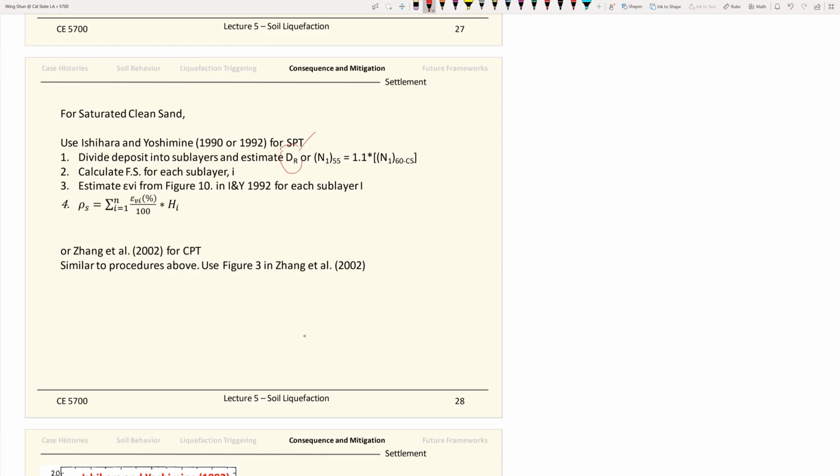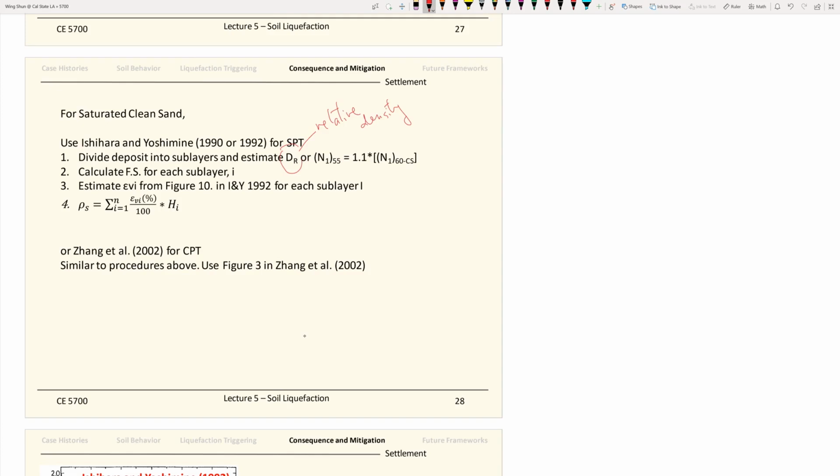So this is relative density. You need to understand this is a Japanese method. And in Japan they do things a little bit different than we do here in America.